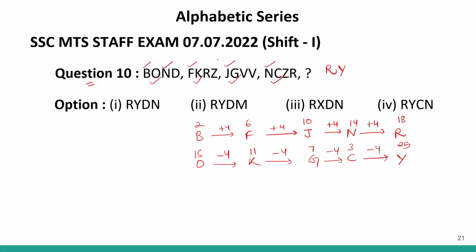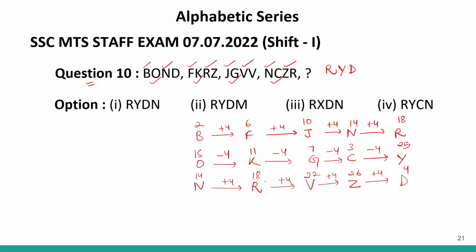Coming to N, R, V and Z. N, R, V and Z. So N is 14, R is 18, V is 22 and this is 26. So we are going plus 4, we are going plus 4, we are going plus 4. So now I will go plus 4. So after Z, if I go plus 4, I will go back from A, B, C and D. So I will get D, which is the 4th position. So over here I will get D.